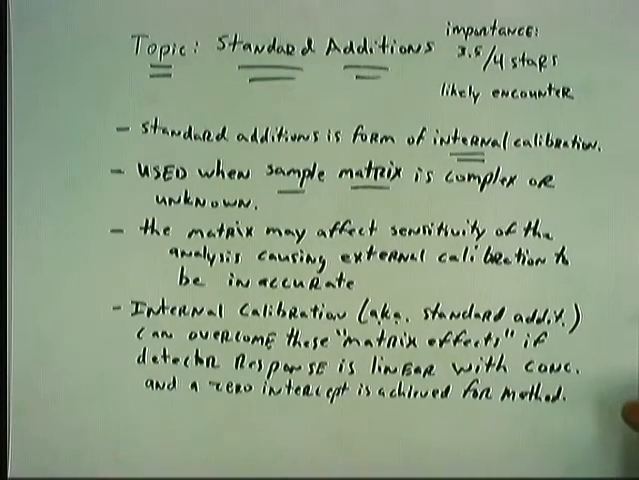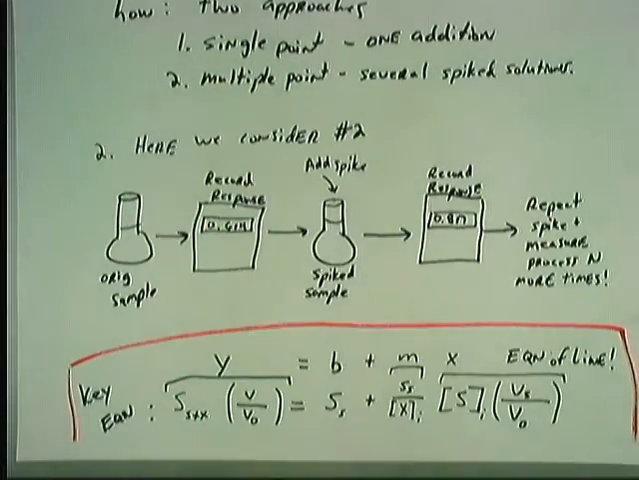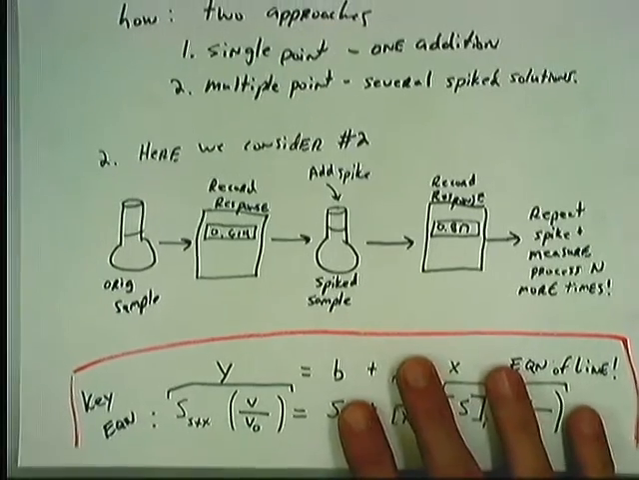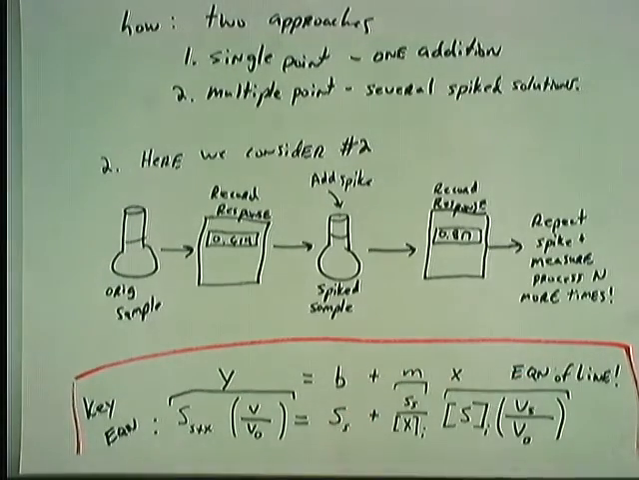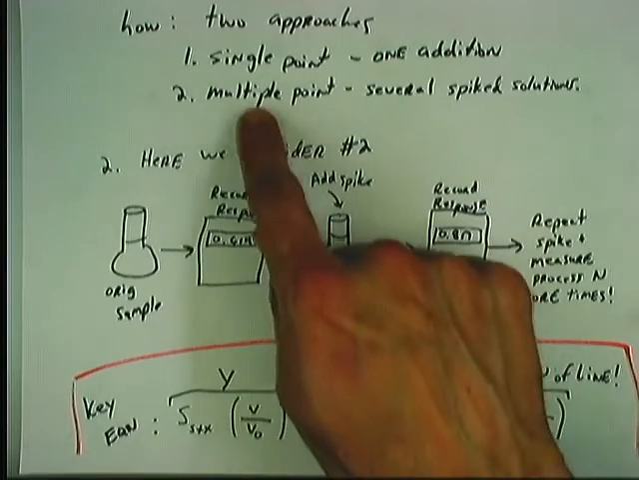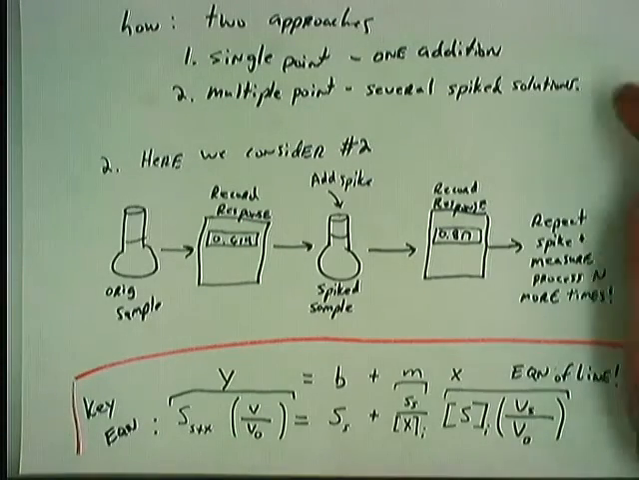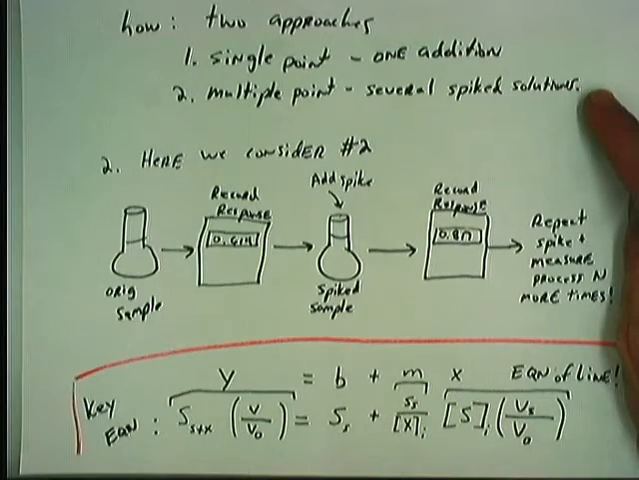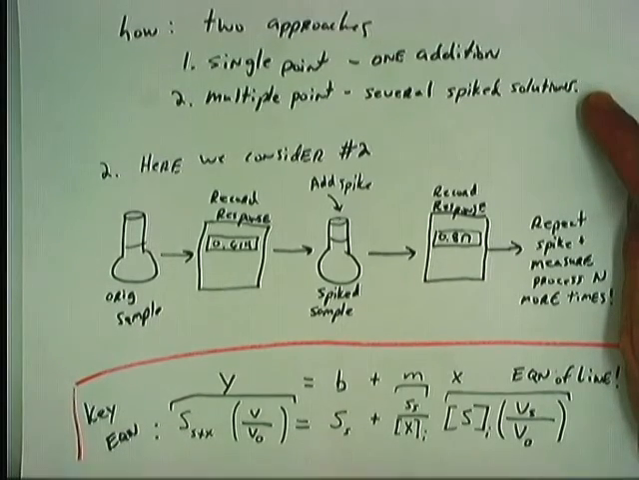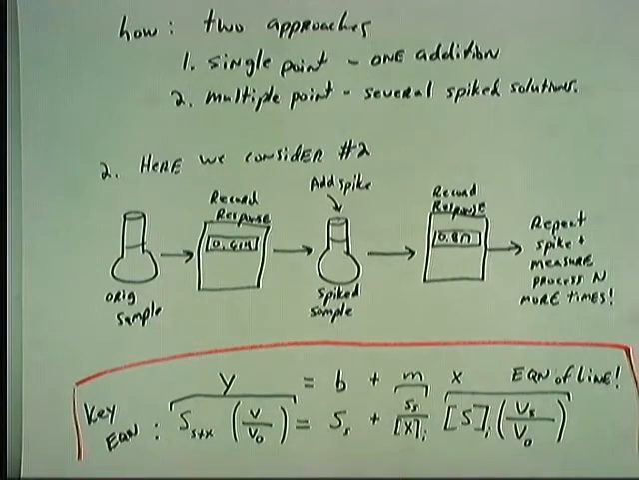Now the other video considered a case in which we did a single point addition. That was the first way you could do a standard additions analysis. Only one spike, but this video is going to consider the second case, which you could argue is going to be better, more precise, more accurate. And the reason why is because we're going to do a multiple point analysis. Instead of just spiking our solution once, we're going to spike it multiple times. And as a consequence of doing that, we're going to improve our precision.